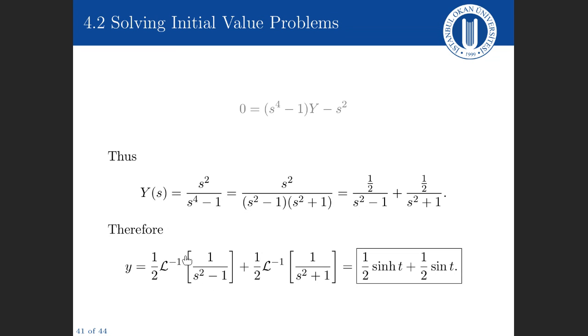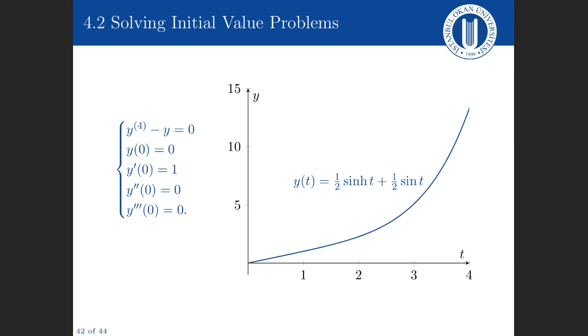So we take the half outside, and we're looking for the inverse Laplace transform of 1 over S squared minus 1. Likewise, we take the half out and we look for the inverse Laplace transform of 1 divided by s squared plus 1. And you will be able to see from your table that this is a half sinh t plus a half sin t. And if you're interested, the graph of this function looks like this.